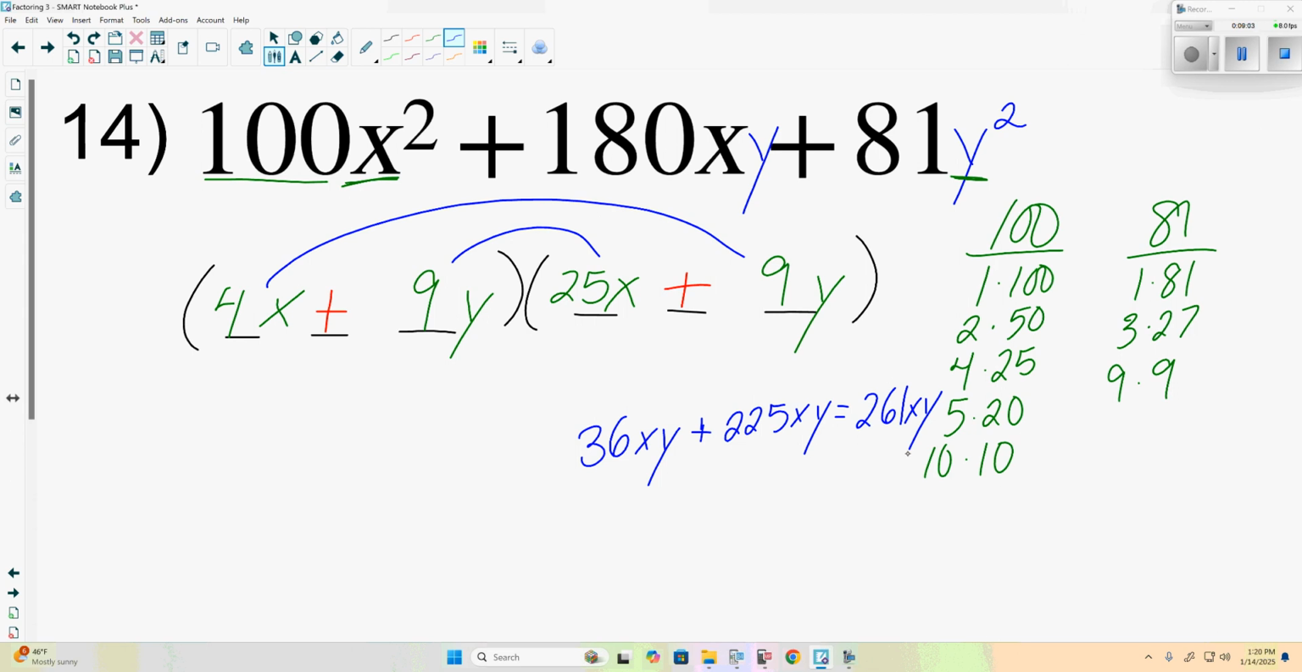So do we want to switch the... We're going to have 5 and 20 on there. So we switch the 4 and 25 with 5 and 20.